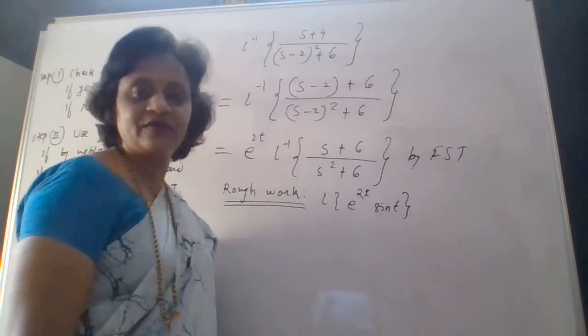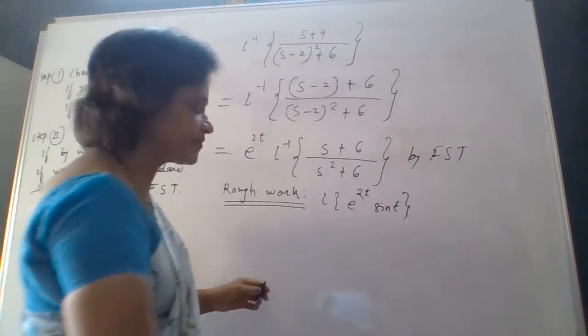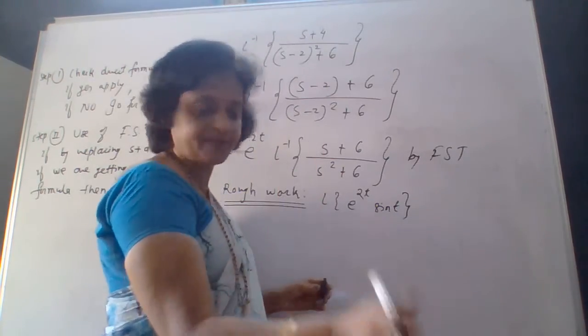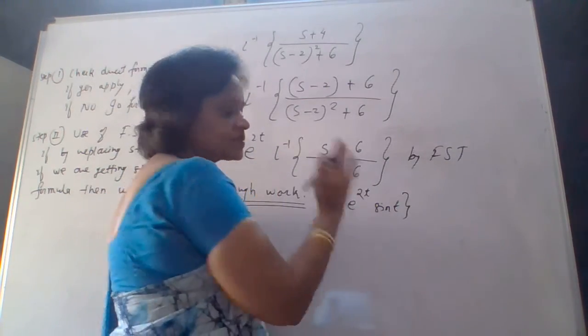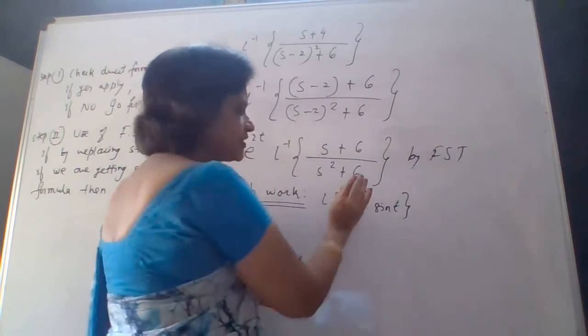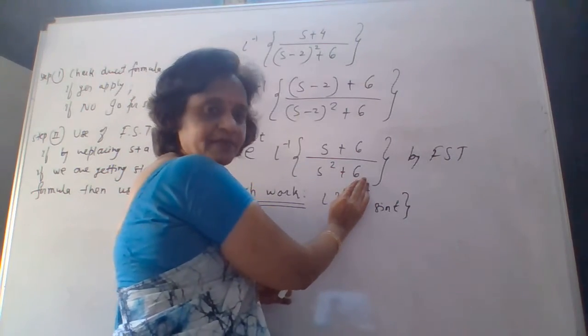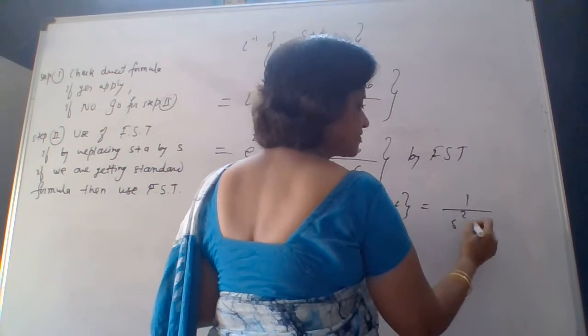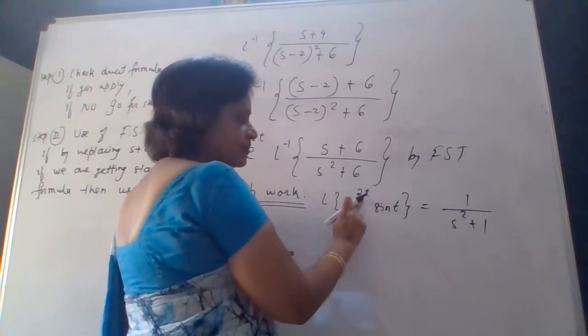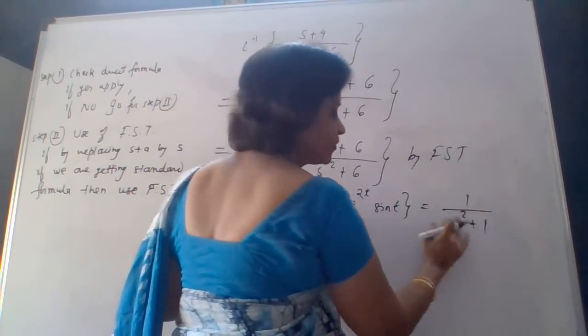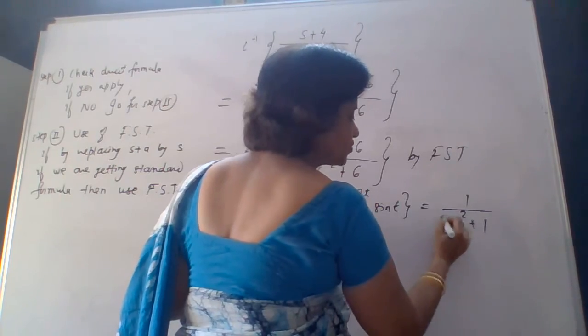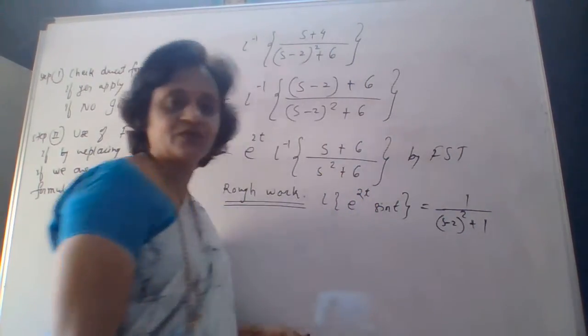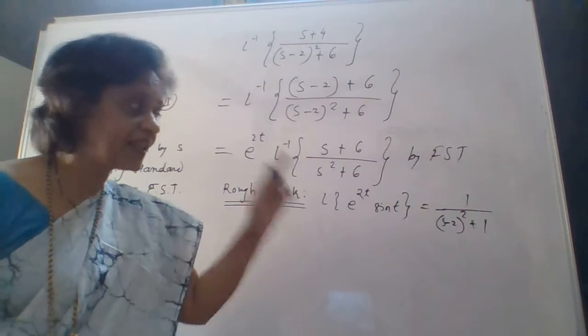Please recollect the videos where I explained how to find Laplace using first shift. When to use first shift in Laplace? If it is e raised to at into some function. How to use? Just hide this. Find Laplace of the remaining. What is Laplace of sine t? Laplace of sine t is 1 upon s square plus 1. And then replace s by s minus 2. Where it is s, now you have to write s minus 2. Please recollect this which I taught you. That was the first shift theorem in Laplace.